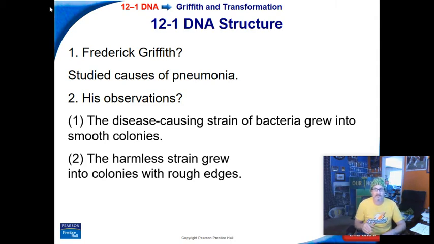Remember, all class notes need to be in Cornell note style, and they need to be numbered. The questions are going to go on the left, and the answers are going to go on the right, and they need to be numbered.